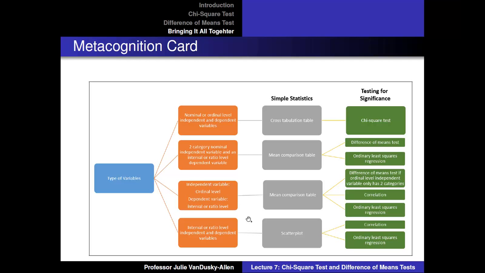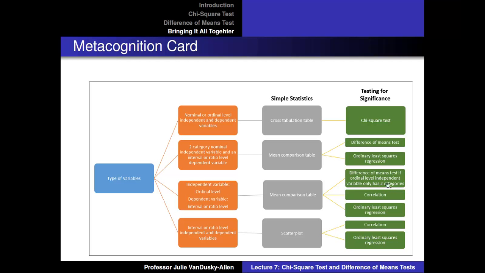If we have an ordinal level independent variable and an interval or ratio level dependent variable, and we wanted to use simple statistics to analyze the relationship between these variables, we could use a mean comparison table. If we wanted to test to see if the independent variable has a statistically significant impact on the dependent variable, we could use a difference of means test as long as the independent variable only takes on two categories.